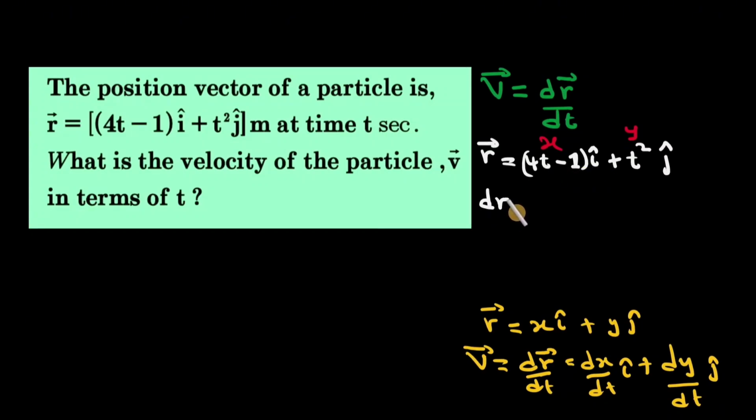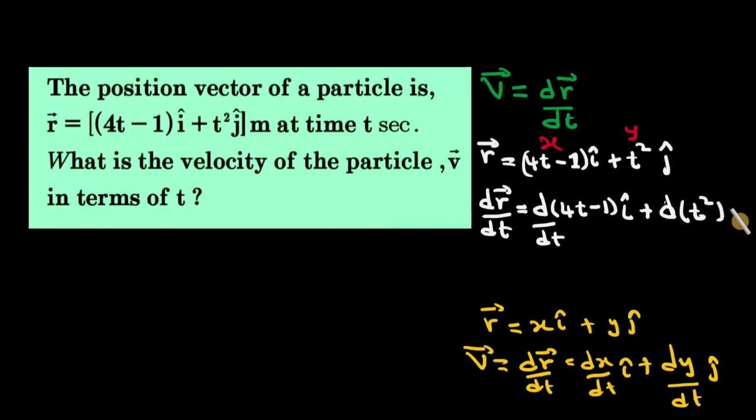That is, dr/dt, which is the velocity, is equal to the differentiation of r component by component. That is the differentiation of the x component, which is 4t minus 1, with respect to time, unit vector i, plus the differentiation of the y component, which is t squared, with respect to time, unit vector j.